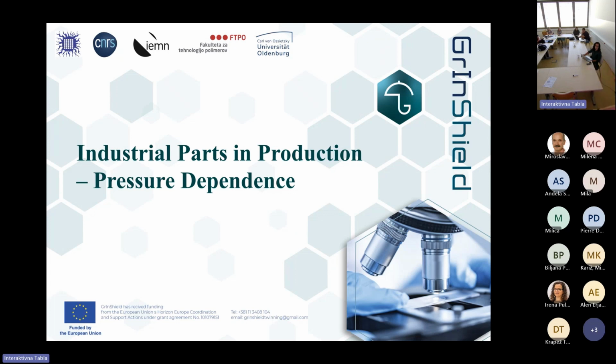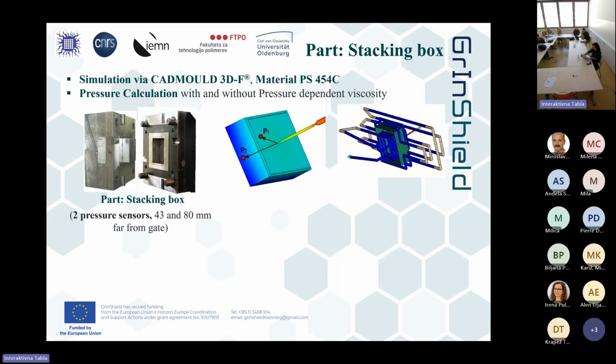So that was the first part, to show what we have to do, what is costly in characterization, but we have a benefit. And how big the benefit is, I will show you now. These are industrial parts in production. First, the influence of pressure. That's a mold of the plastics processing institute in Leoben, built by Engel, and we produce such boxes, stacking boxes. And we have two pressure sensors inside.